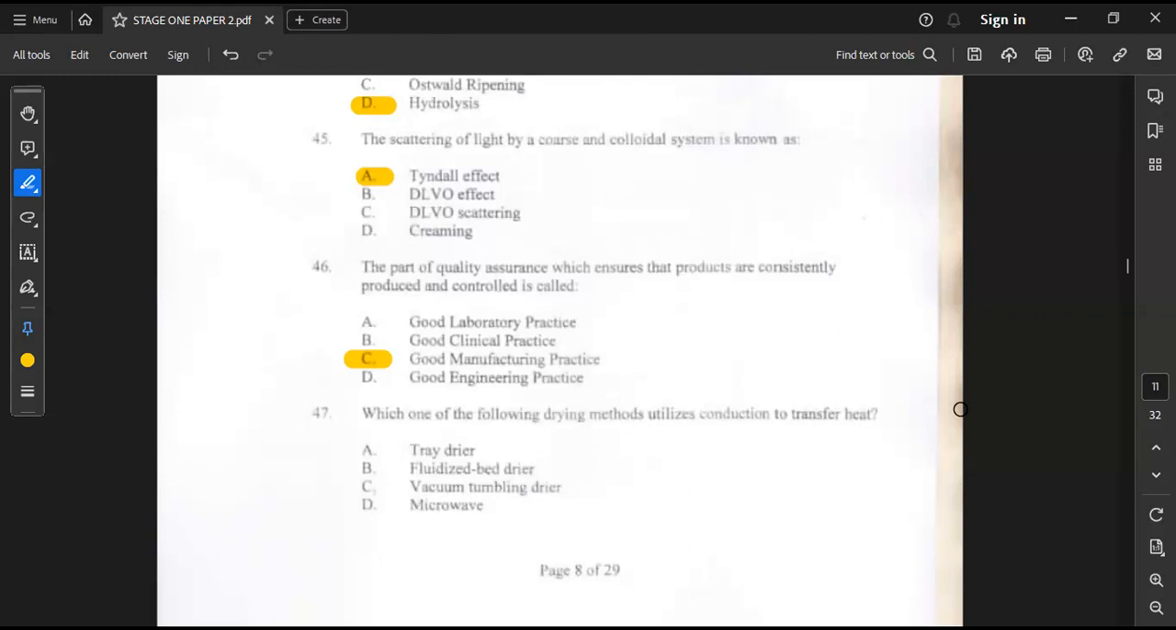So, the person says we go with vacuum tumbling dryer. What do you guys think? And what are the drying methods? We can discuss that also.